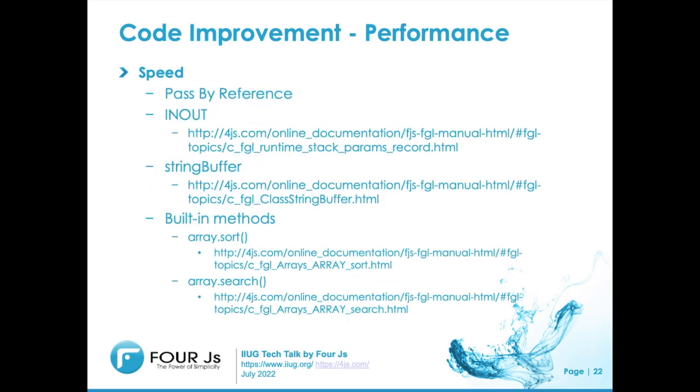You can also improve the speed of your programs by reducing what is passed between functions to be a pointer instead of an actual value. Dynamic arrays are passed by reference. The in-out keyword can be used to indicate that a record is passed by reference.